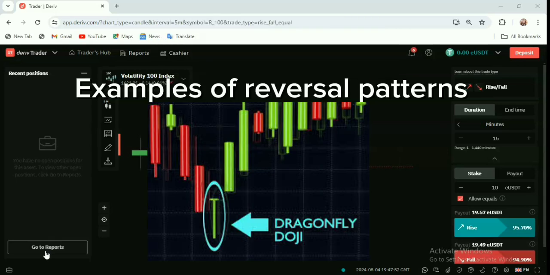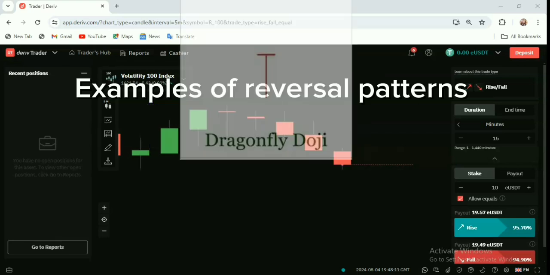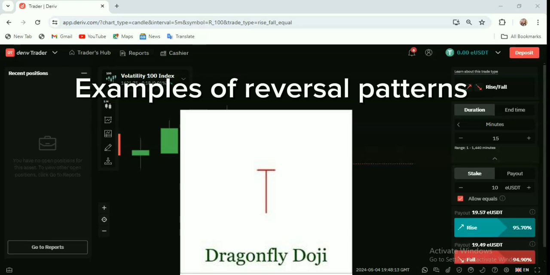The dragonfly doji can appear at either the top of an uptrend or the bottom of a downtrend and signals the potential for a change in direction. That is why we say it is a reversal. It's also a reversal pattern. There is no line above the horizontal bar, which creates a T shape and signifies that prices did not move above the opening price. A very extended lower wick on this doji at the bottom of a bearish move is a very bullish signal. Take note.